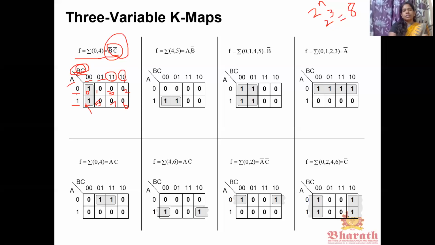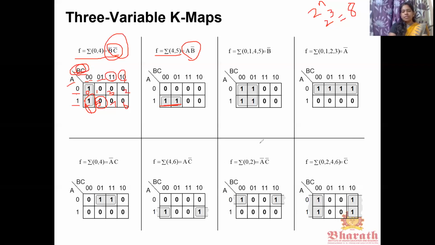So take this question. Here we have to find out F equal to summation 4 comma 5. So see here, 4 comma 5. This is the 4 and this is 5. So in this place we have to map 1. In SOP we have to map 1 only. So 1 1. After filling the cells, we have to group. Grouping has various types.